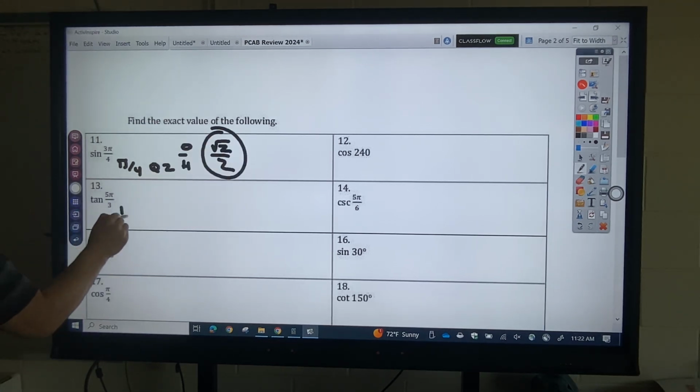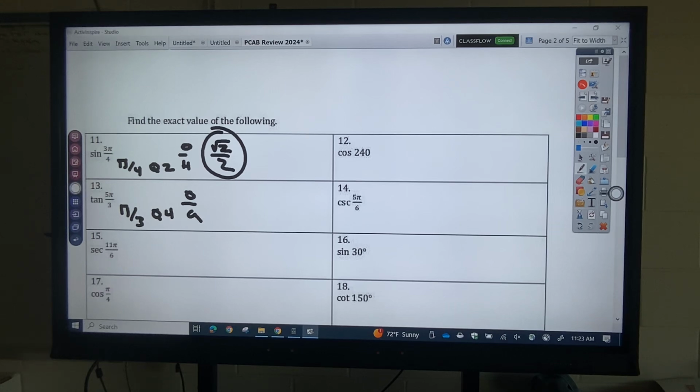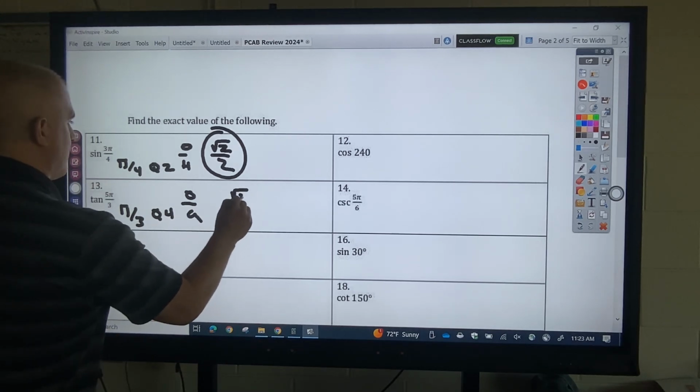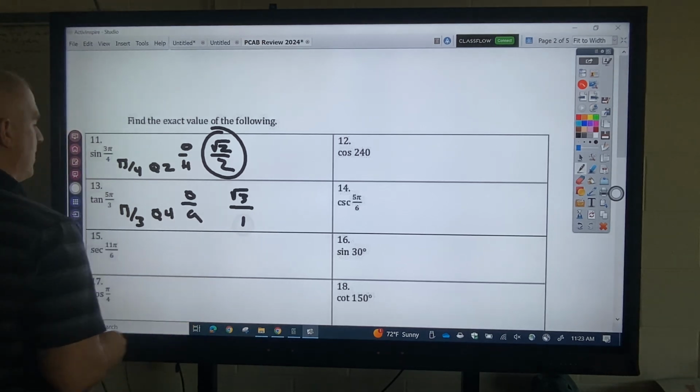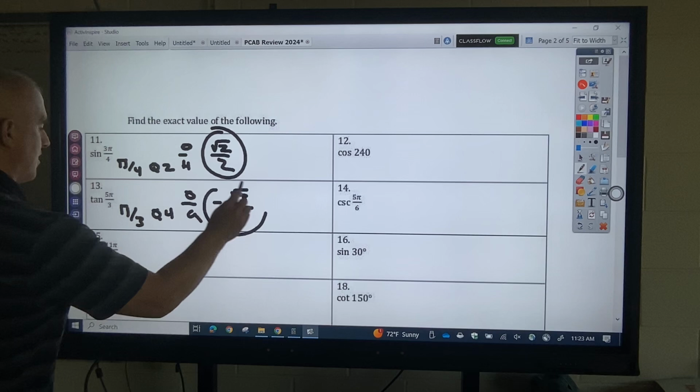5 pi over 3, that's going to be pi over 3, and that would be in quad 4. Okay, all right, tangent is O over A. In the pi over 3 triangle, which is the 60-degree triangle, the opposite would be square root of 3. The adjacent would be 1. And since it's in quad 4, only cosine and secant are positive.